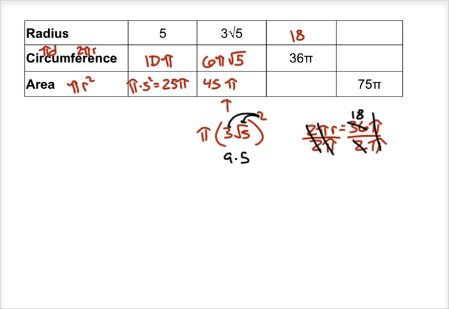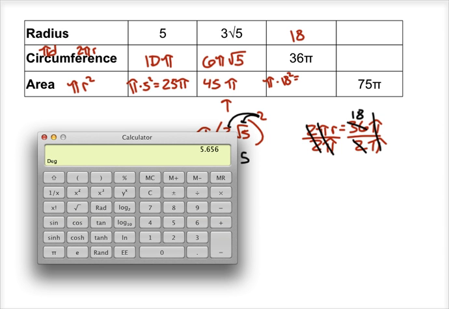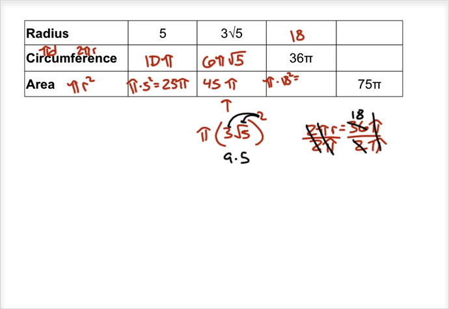Now for the area. Well, if I want to find the area, and the area is pi times radius squared, I'm going to get pi times 18 squared. And 18 squared, I don't know off the top of my head, so let's type it in. 18 times 18 is 324, so I get 324 pi.